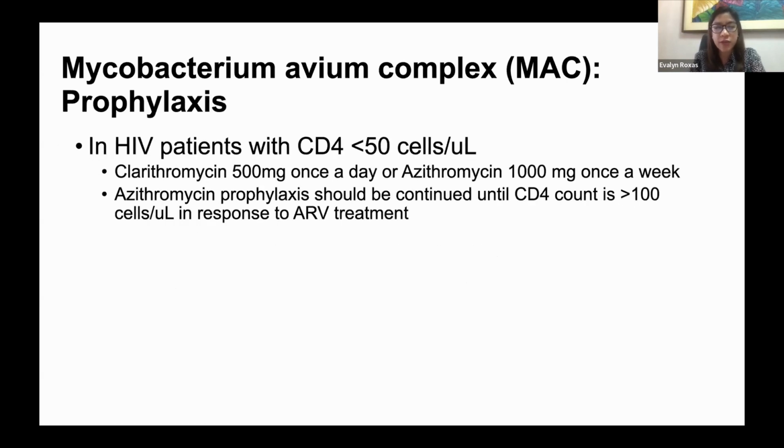For prophylaxis, we can give clarithromycin or azithromycin once a week, and it should be continued until the CD4 count is more than 100. So particularly if the CD4 count of the patient is less than 50, then we start prophylaxis already.